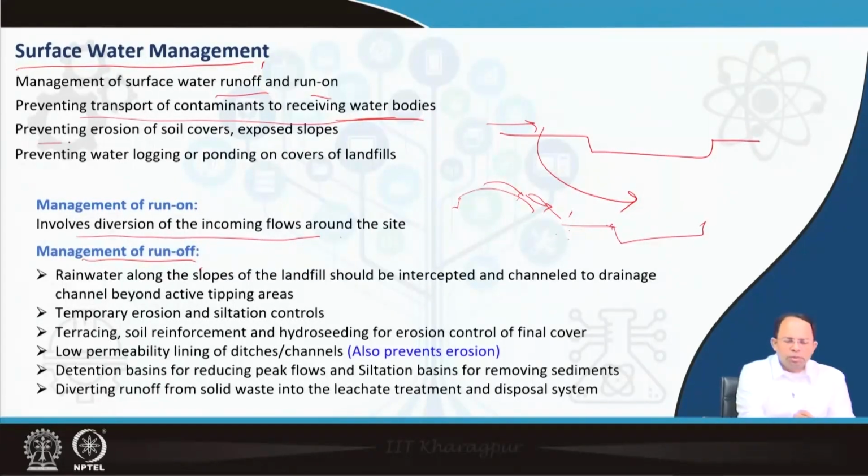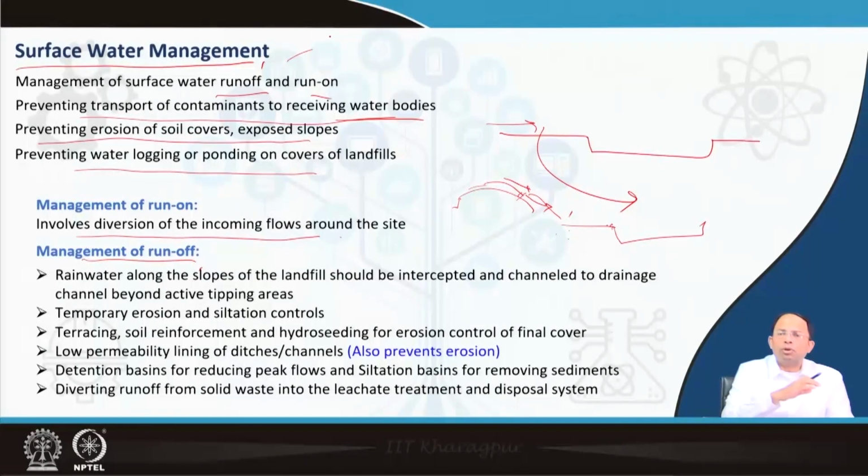We also need to prevent erosion of soil covers and exposed slopes. That means the water will travel along the slope of the landfill site. So we need to prevent erosion, and we also need to prevent waterlogging or ponding on the top cover of the landfill site. So these are the primary goals of surface water management. We are not talking about the water which infiltrates inside. There we have to control it by the leachate management system.